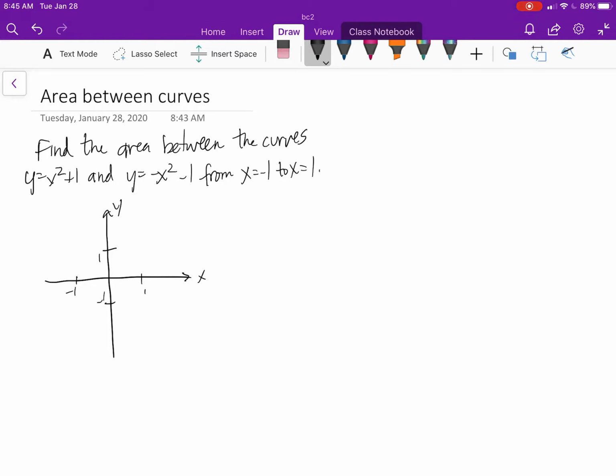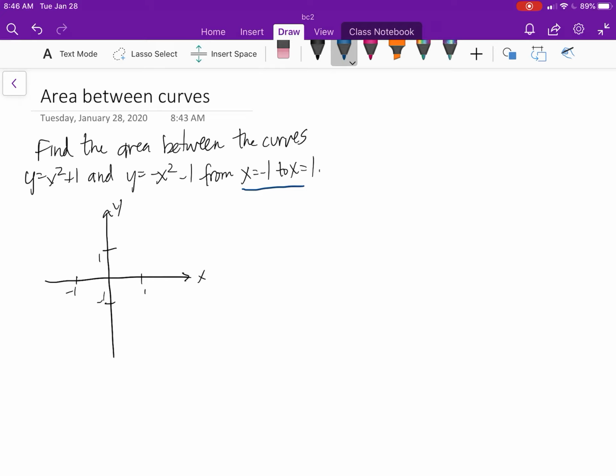Okay, in this example, we're going to look at the area between two curves. And there could be multiple curves. It doesn't have to be two, but you want the area between them. Alrighty. Now, this one's fairly nice because they give you these bounds. I know I'm going from -1 to 1.